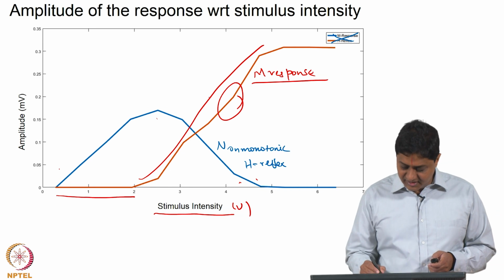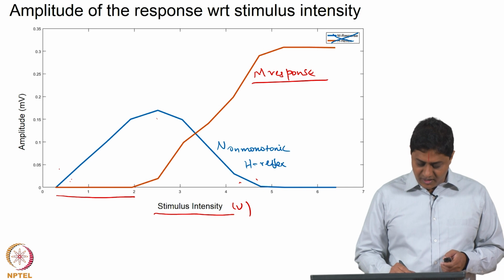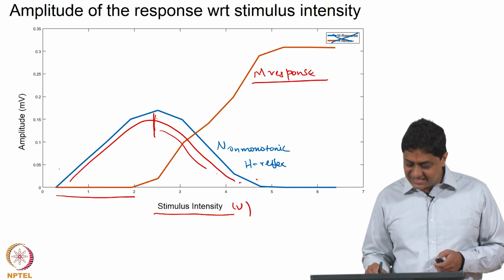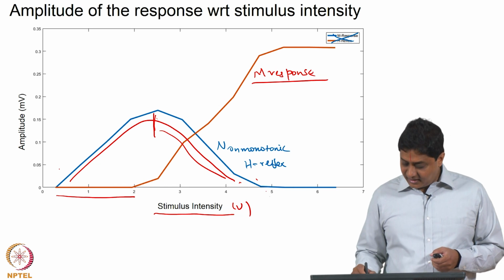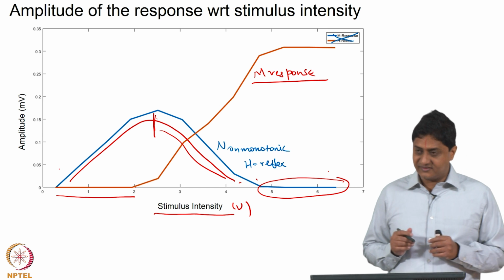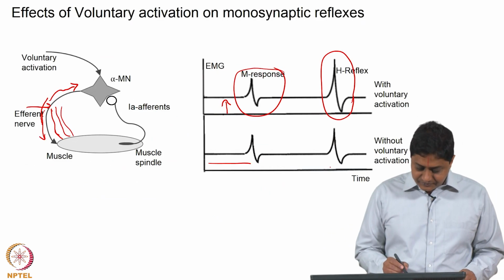The question is not that; the question is what happens with the H reflex. Why does it show a non-monotonic response? After that point there is a reduction in amplitude, and actually at around that point it becomes 0. Why does this happen? Let us remind ourselves one more time what happens here.